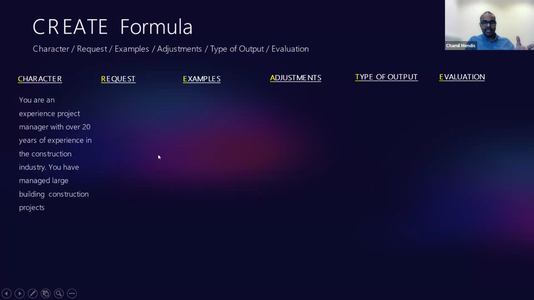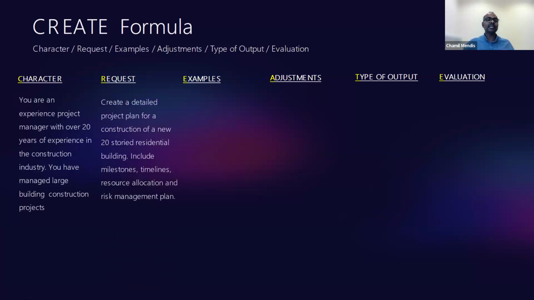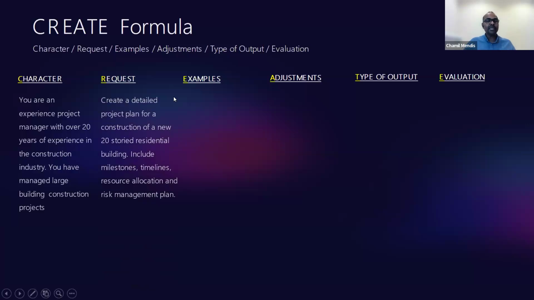So basically you set the character now for a different project, and in the request you are saying create a detailed project plan for the construction of a new 20-story residential building, including milestones, timelines, resource allocation, and risk management plan. So here you are giving your request with multiple sets of information. You set the character, you put the correct hat on the model, and you are saying, I want this, this, this. I want milestones and timelines, resource allocation, and a risk management plan for a 20-storied construction building.